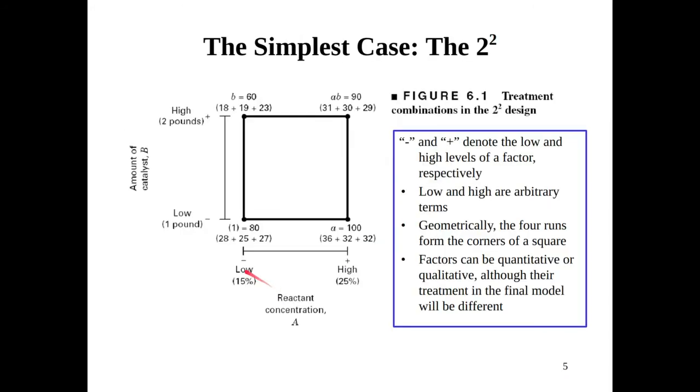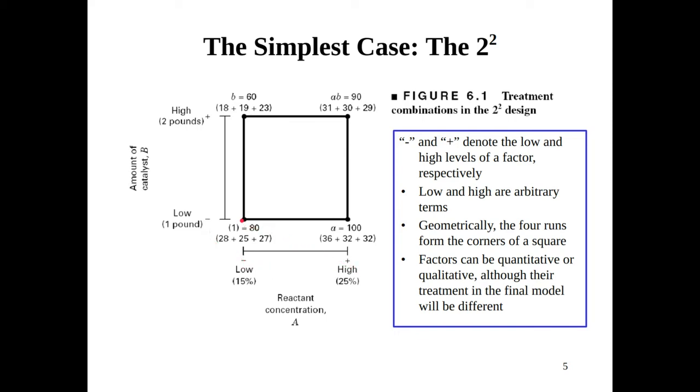So here is how the simplest case, 2 raised to 2, looks like on a graph. On the x-axis, we plotted reactant concentration, and on the y-axis, amount of catalyst. You can see for A, 15% reactant concentration is the low value, and 25% reactant concentration is the high value. And on the y-axis, 1 pound of catalyst is the low value and 2 pounds of catalyst is the high value. So minus A, plus A, minus B and plus B. Sometimes people use minus 1 and plus 1 instead of just minus and plus.